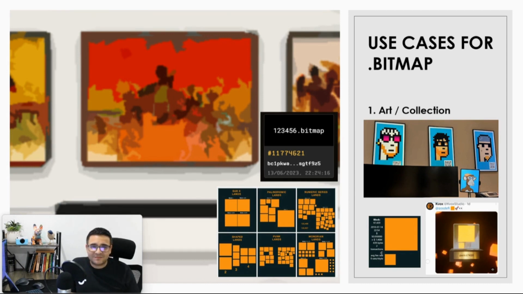Some are looking to show off these bitmaps. There have been some people in the space that have been creating 3D models of them, which I think looks really cool. And you just want to have them in some sort of digital gallery ultimately.